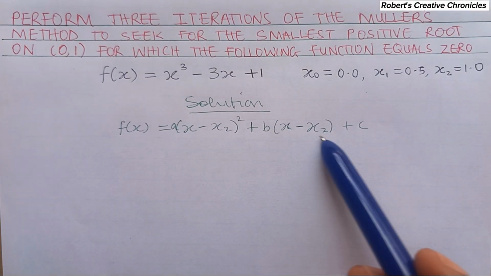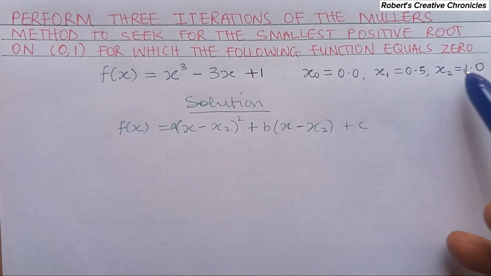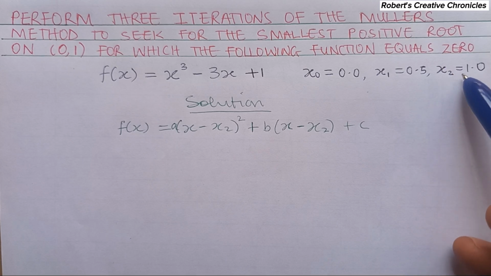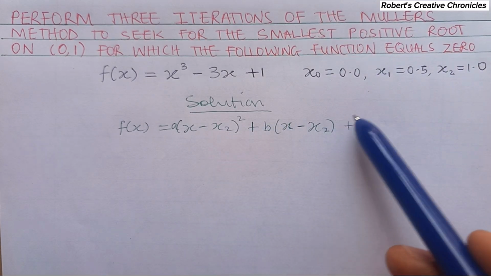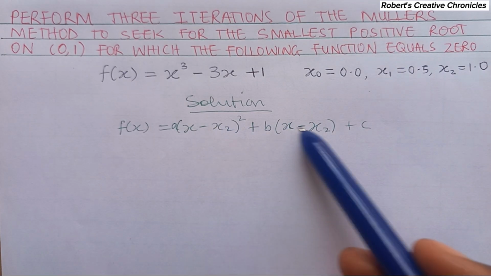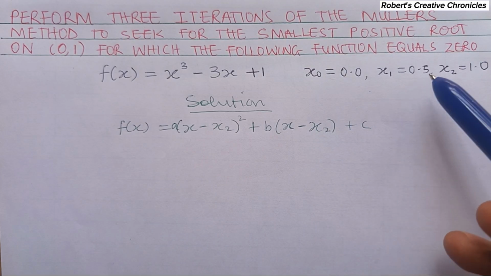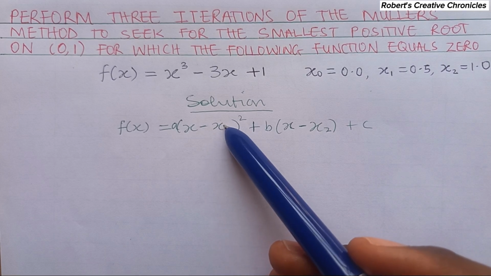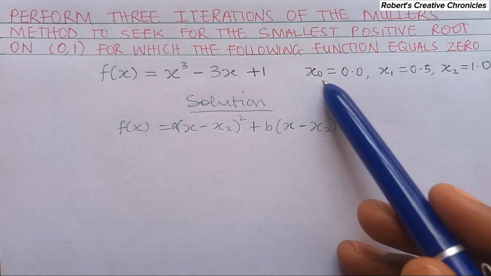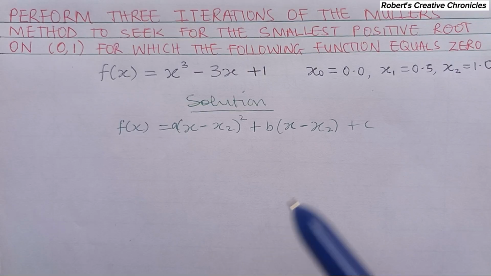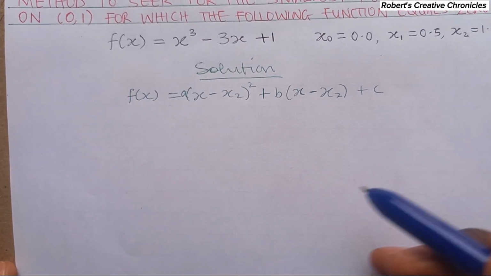This quadratic equation depends on the last initial approximation. Since the last initial approximation here is x2, that is why here is x2. If there are 3, maybe x1, x2, x3, the last one here will be x3. If there are 4, maybe x2, x3, x4, here will be x4. Now, since there are x0, x1, x2, here is x2. So now we can start.